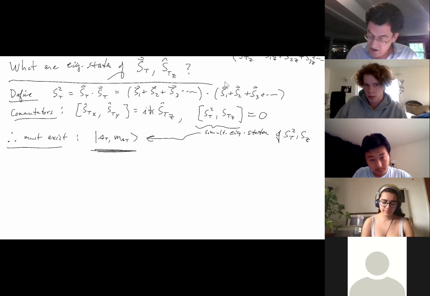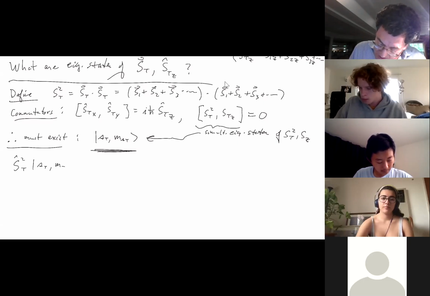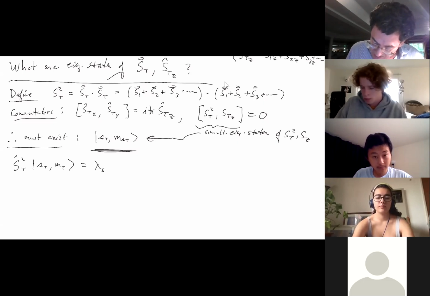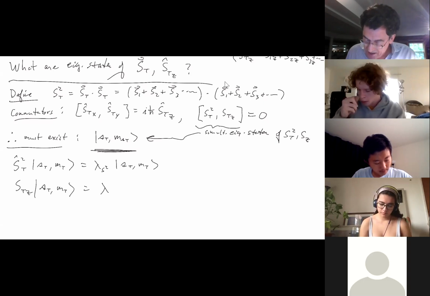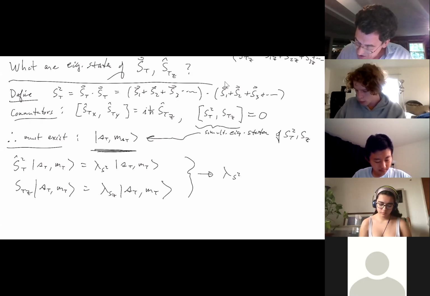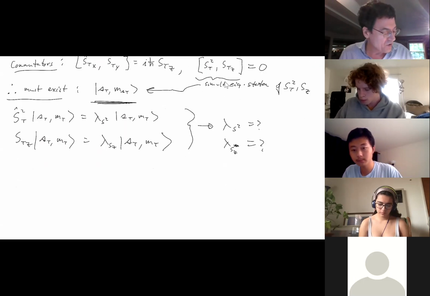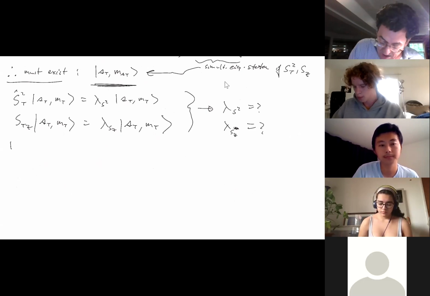And so that means that S total squared acting on S total, M total, this is really tough notation, I'm just going to call it M total like that, must equal some lambda, I'll call it lambda S squared, times S total, M total. And similarly, S total Z acting on that must equal some eigenvalue of S Z times S total, M total. Okay, it's the same reasoning, and then you can say, okay, but what the heck are these eigenvalues? Lambda S squared, what is that? And lambda S Z, what is that? And to figure out what those eigenvalues are, you can go through the same logic that you went through before, where you can define raising and lowering operators.